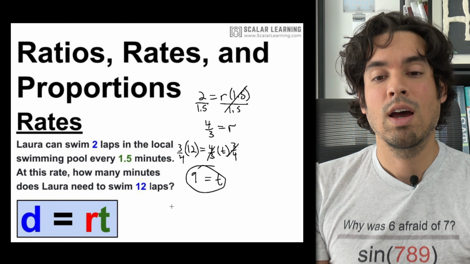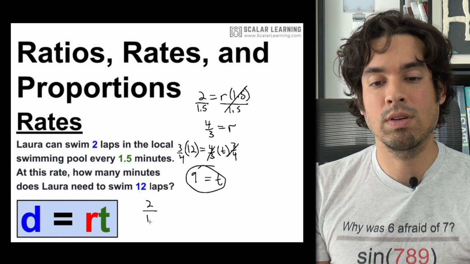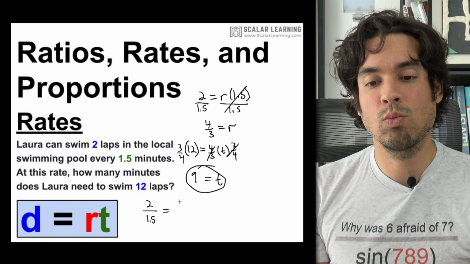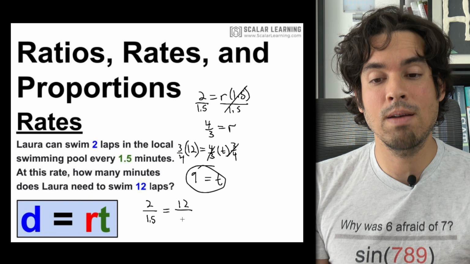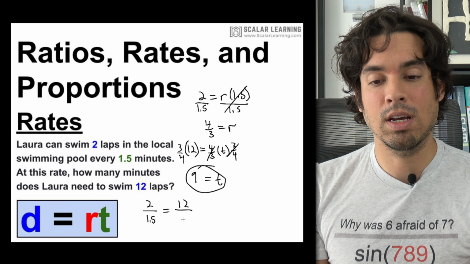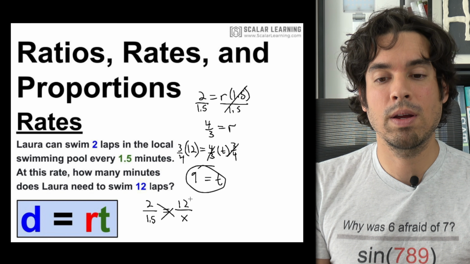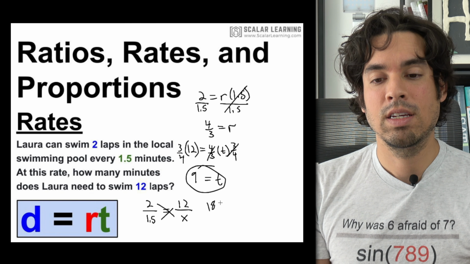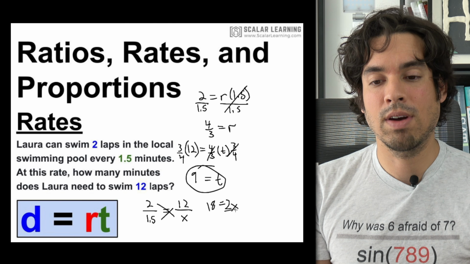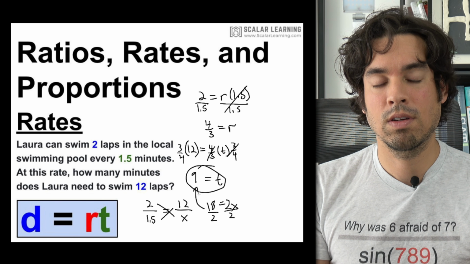So for example, I could have said, if we do 2 laps in 1.5 minutes, how long will it take for 12 laps? And again, the time goes on the bottom, right? We have matching time and matching laps on the top. This is my unknown time, and now we can just cross multiply, right? So 12 times 1.5 ends up being 18 equals 2x. Dividing by 2 gets us that exact same answer of 9.